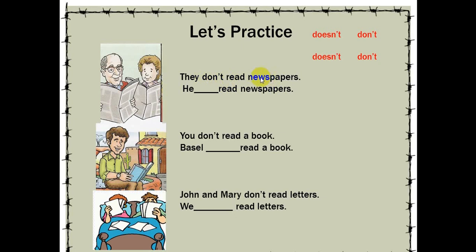So if we want to turn the sentence to use it with the pronoun he, we are not going to use don't, we are going to use doesn't. He doesn't read newspaper. You don't read a book. So when we use it with the subject Basil, we are going to use Basil doesn't read a book. Bravo. John and Mary don't read letters. So if we want to use it with the pronoun we, we are still going to use the auxiliary verb don't, because we use we don't. We don't read letters.